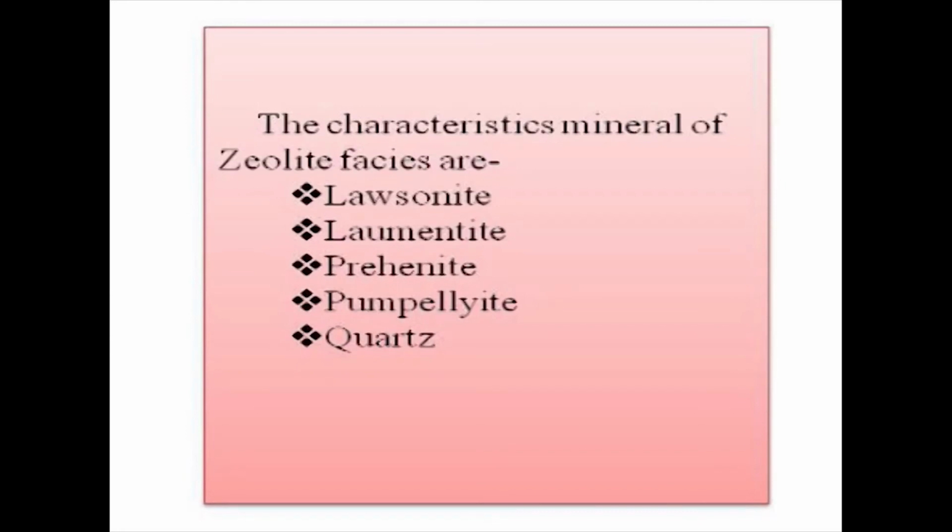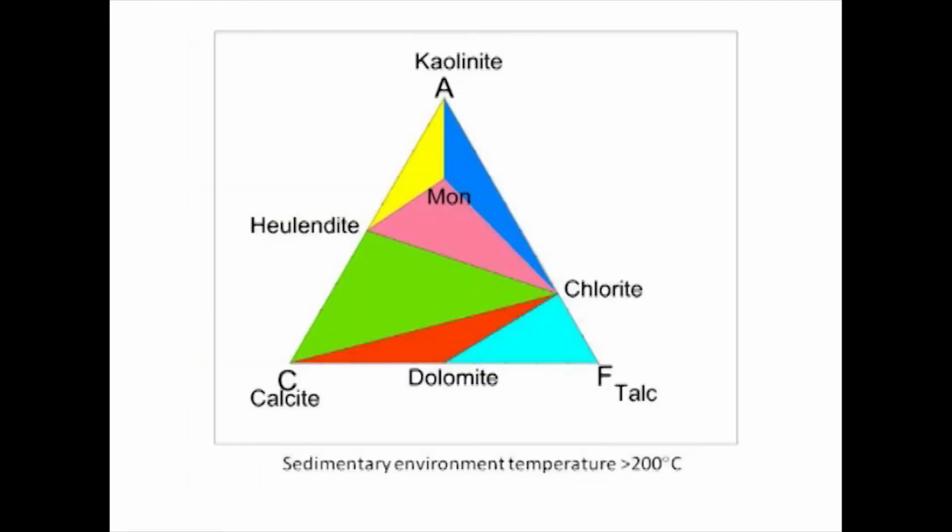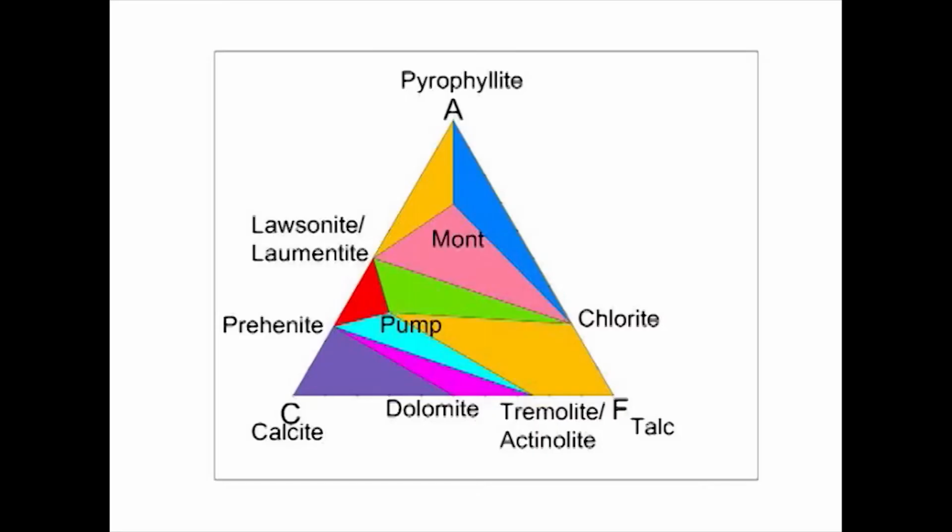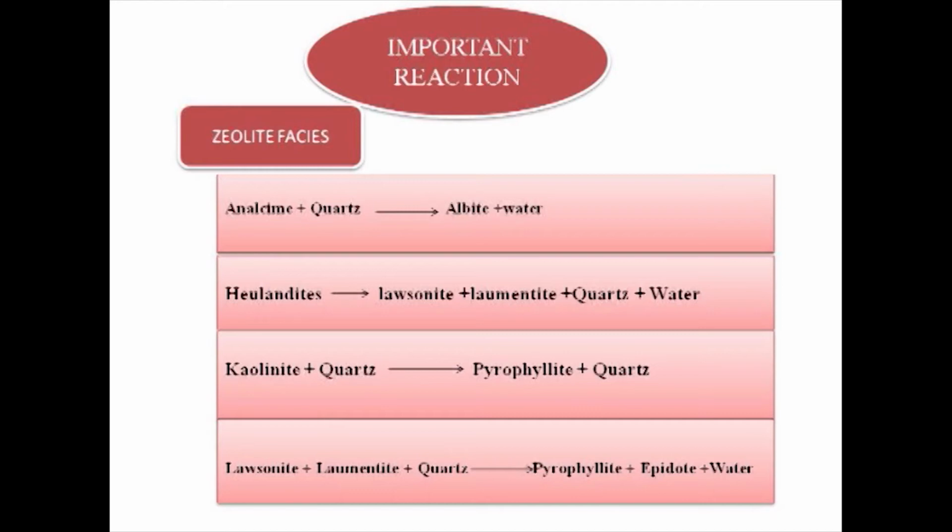The characteristic minerals of zeolite facies are lawsonite, laumontite, prehnite, pumpellyite, quartz. No chemical reaction takes place. Figure 1 is the sedimentary environment, temperature less than 200 degrees centigrade, and figure 2 is characteristic of the zeolite facies. Important reaction, disappearance of clay minerals, and the reaction is analcime plus quartz gives rise to albite plus water. Second important reaction is heulandite gives rise to lawsonite, laumontite plus quartz plus water.